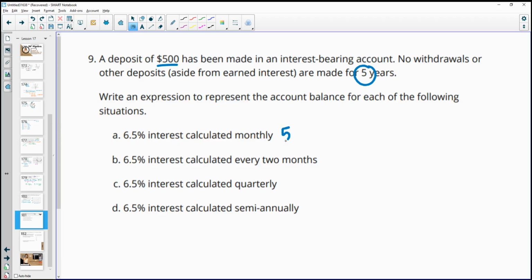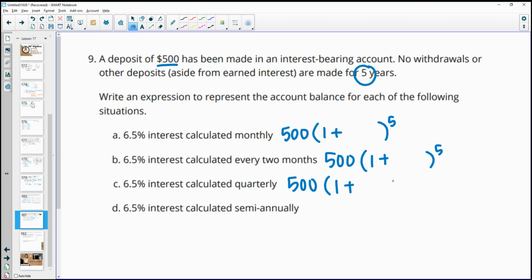So we know that in each of these we have $500 being deposited. So then we have the 100% plus we're going to deal with the interest rate. And then this is going to be taken for 5 years. So I'm just going to outline each of these and then we'll add in the interest rate in a second here. So this is the outline that we know for every single one of these.